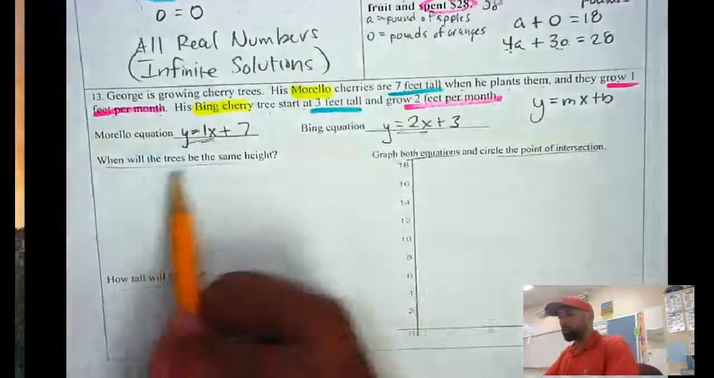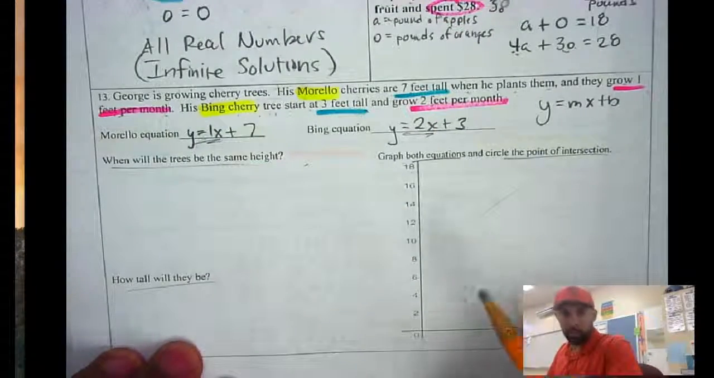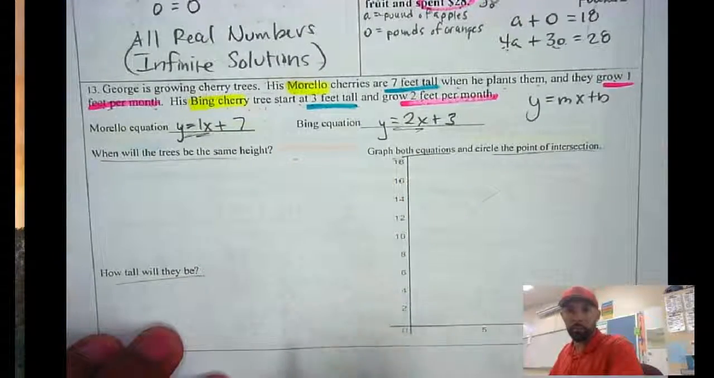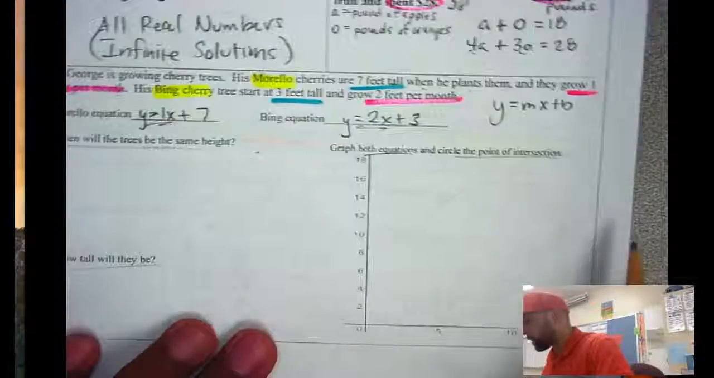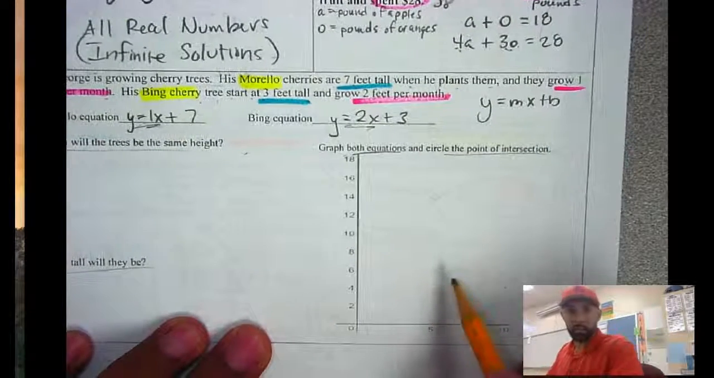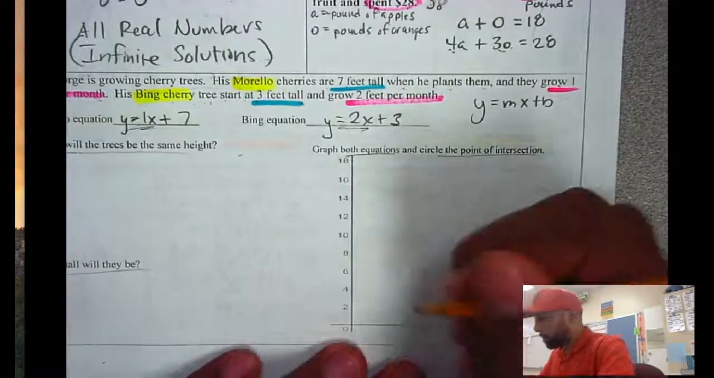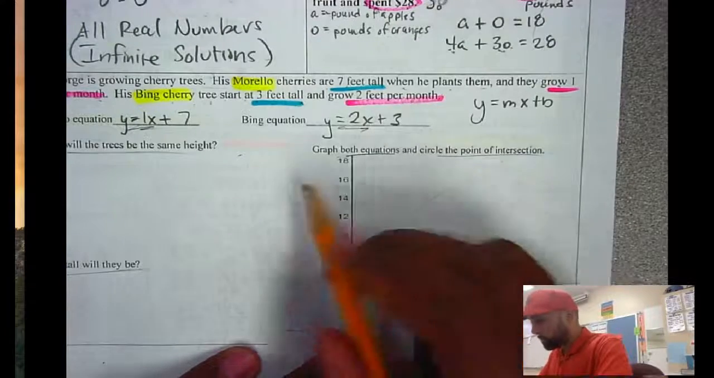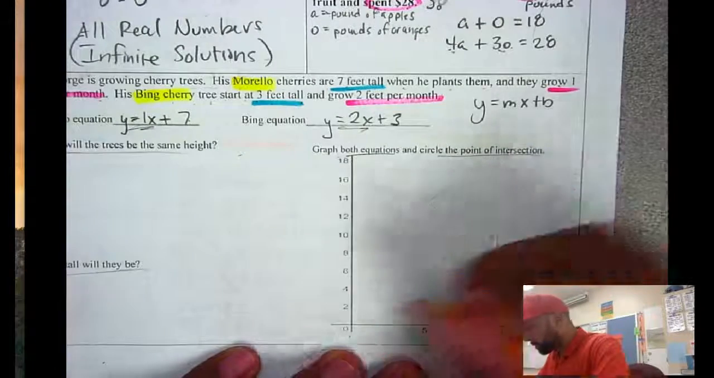So when will the trees be the same height? Well, we have to solve that. We're going to graph the equations to find that point of intersection. When you take this test, I'll make sure that you have grid lines and can actually see the graph. So let's start off with this one here.